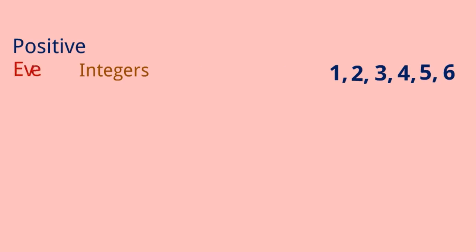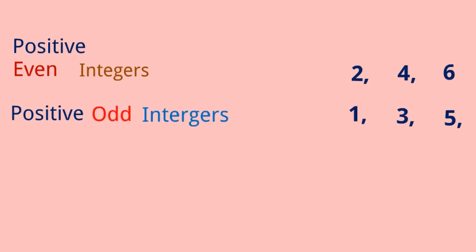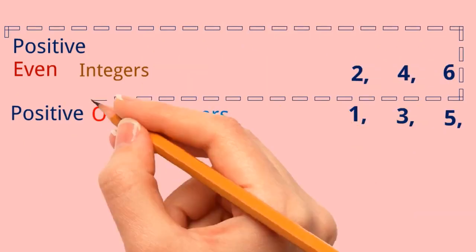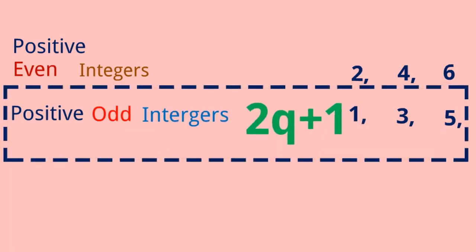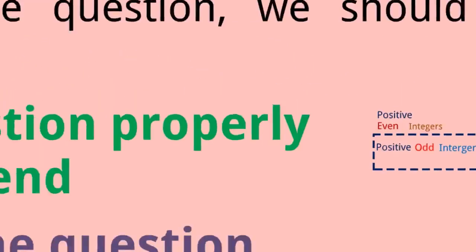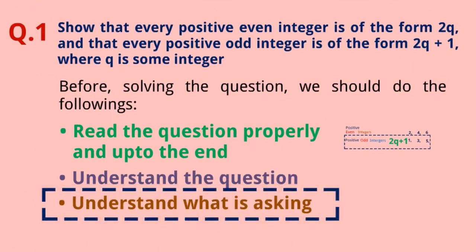If I say positive even integer, we know even means it is a multiple of 2 or divisible by 2. So 2 is divisible by 2, 4 is also divisible by 2, 6 also divisible by 2. And in the same way, 1, 3 and 5 are positive odd integers. These cannot be divisible by 2. Now we have to see that all the positive even integers can be written as 2q and all the positive odd integers can be written as 2q plus 1. So these two things we have to prove in this question.